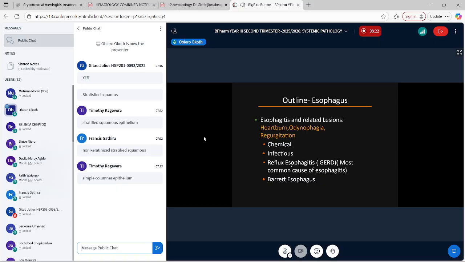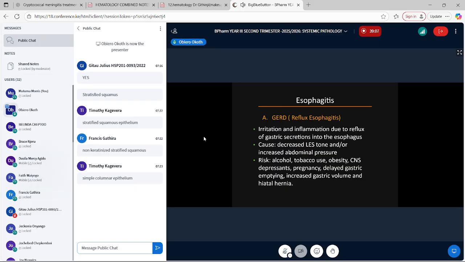So varices and Mallory-Weiss will give you more of a bleeding. Now, there are others that will give you some heartburn or dysphagia or regurgitation. So you can have chemical esophagitis, infectious esophagitis, or reflux esophagitis. Reflux is the most common cause of esophagitis. This reflux esophagitis can lead to Barrett esophagus, and Barrett esophagus can then lead to adenocarcinoma. This one normally has heartburn, dysphagia, and some regurgitation. The infectious one presents mainly with odynophagia, pain on swallowing, but they still have some form of dysphagia anyway.